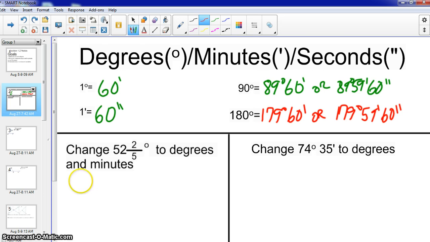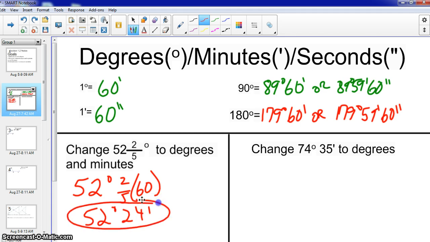In this next problem, we have 52 2/5 degrees. That's 52 degrees and 2/5 out of a possible 60, and that allows us to reduce to 52 degrees and 24 minutes. We can then keep a problem in just degrees, because in this problem we have 74 and 35 out of a possible 60 degrees, which reduces to 74 and 7/12 degrees.